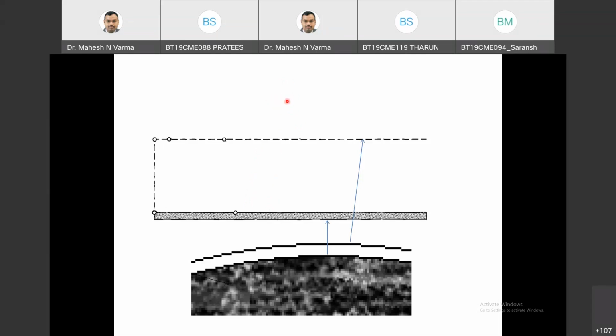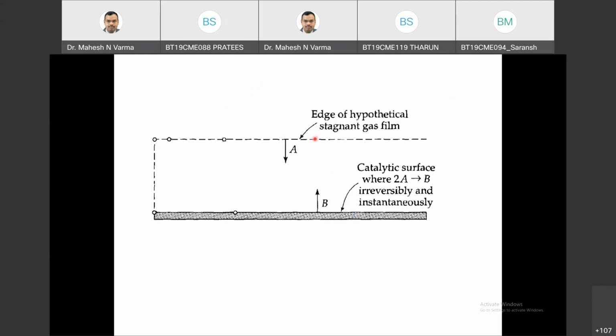Slowly, as you move from catalyst particle to catalyst particle along the length of the reactor, the concentration of B will keep on increasing and the concentration of A will keep on decreasing. But for local concentration, we can assume the bulk of the fluid has a constant concentration, say XA0 and XB0. Assuming this, it can be solved. This is hypothetical.